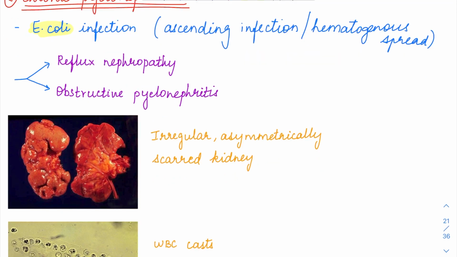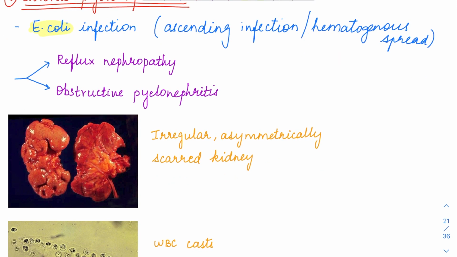And here again, there are two causes of chronic pyelonephritis. Suppose there is an obstruction, like a calculus or some tumor. Whenever there is an obstruction, the proximal part will be dilated, and whatever secretions are there are going to accumulate. Any kind of stagnation will lead to an infection. So obstructive pyelonephritis is one of the major causes of chronic pyelonephritis.